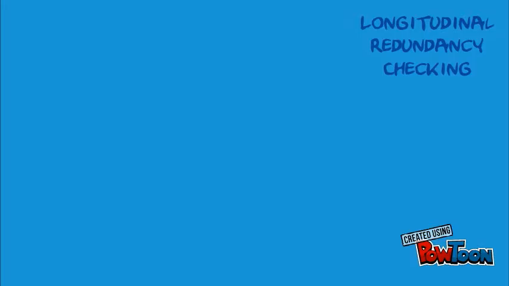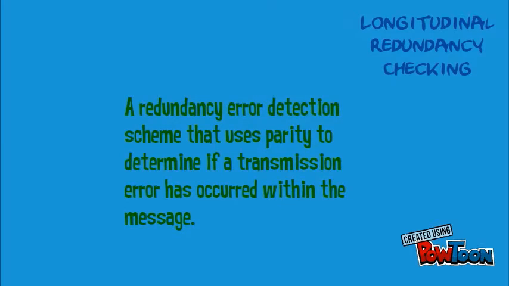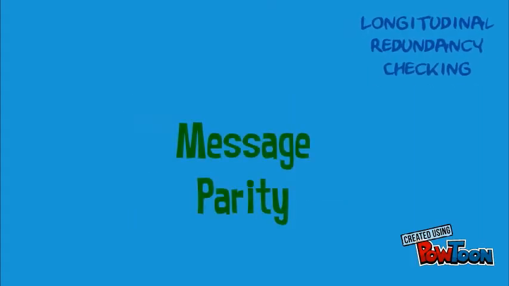Next is longitudinal redundancy checking. Longitudinal redundancy checking, or simply called LRC, is a redundancy error detection scheme that uses parity to determine if a transmission error has occurred within a message and is therefore sometimes called message parity. With LRC, each bit position has a parity bit.